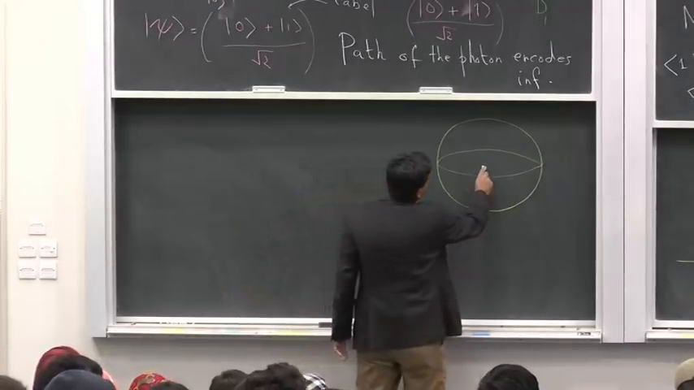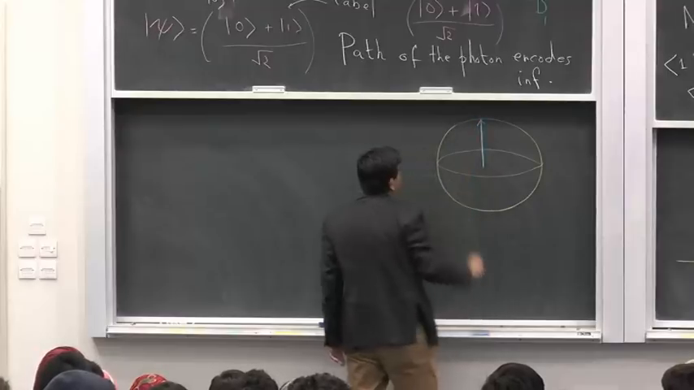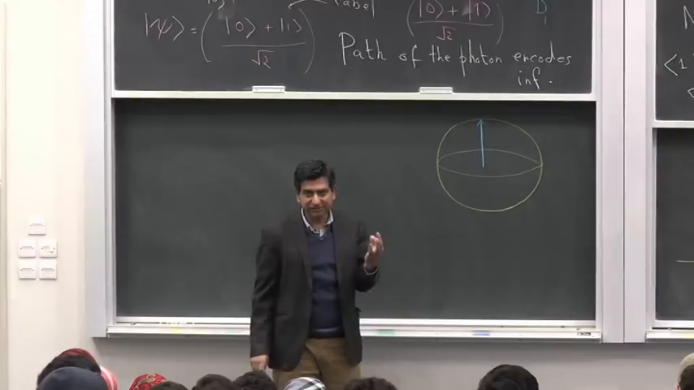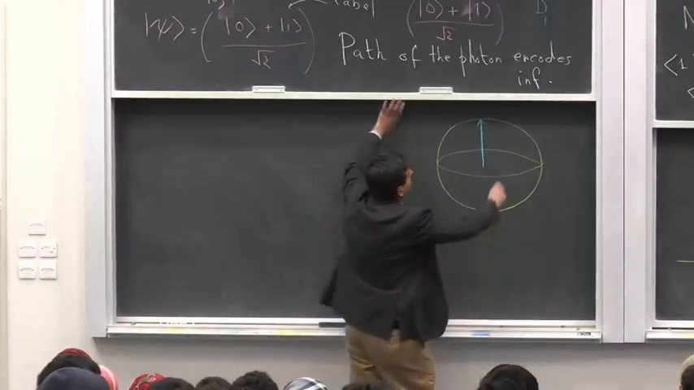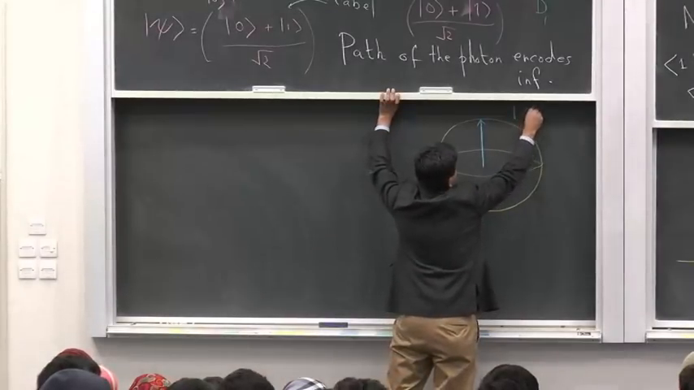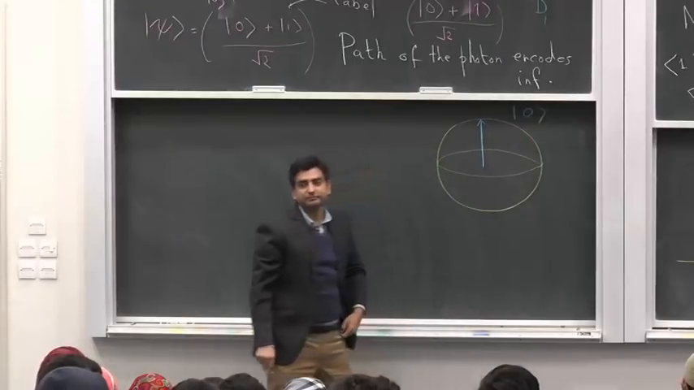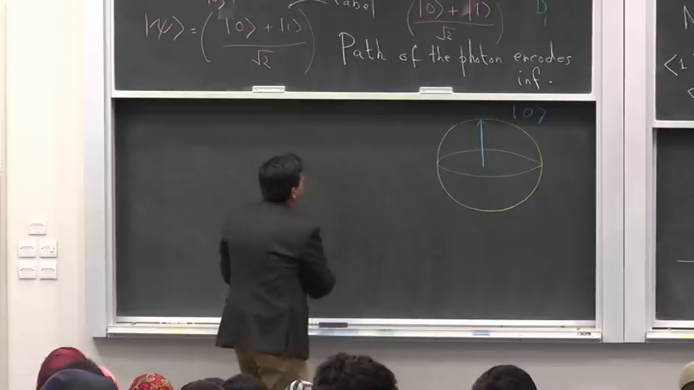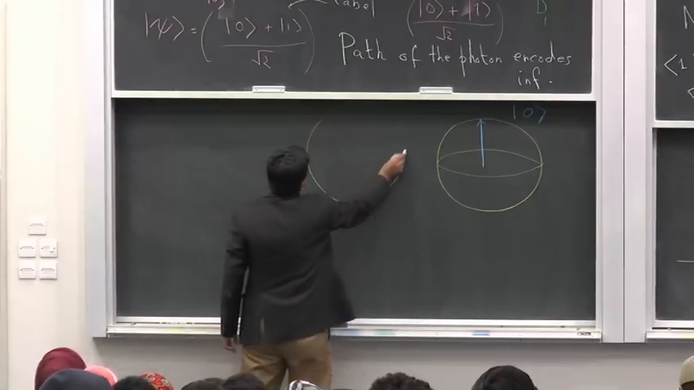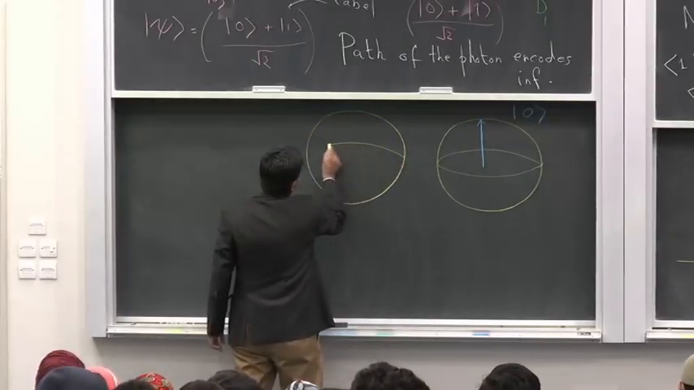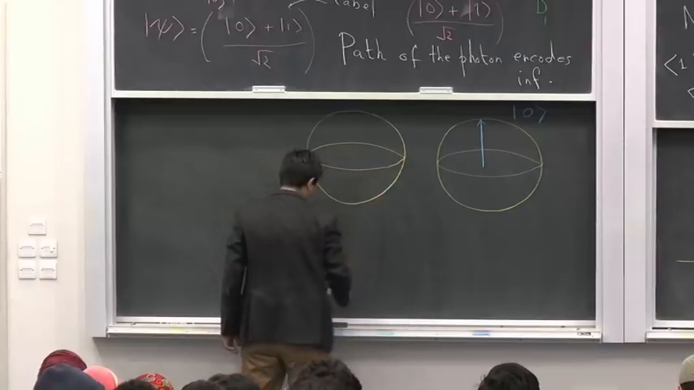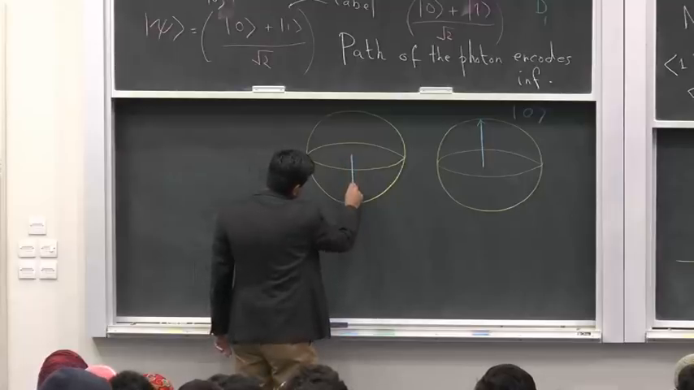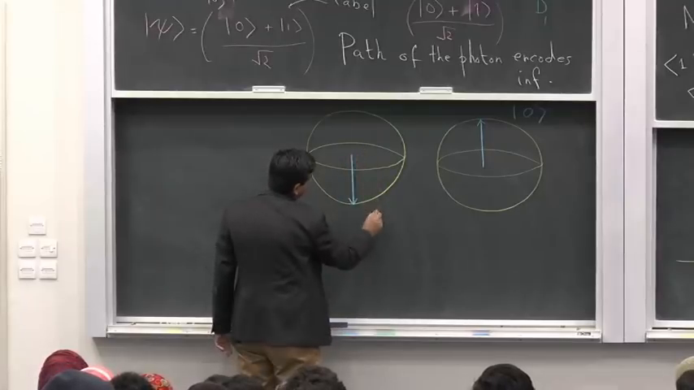If my arrow points along the north pole, this represents the state ket 0. Okay? If my arrow points towards the southern hemisphere, I call this state ket 1.